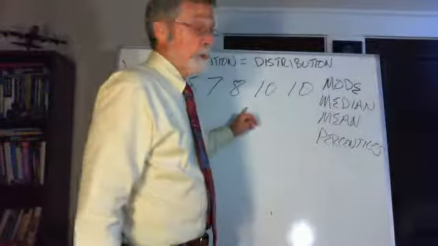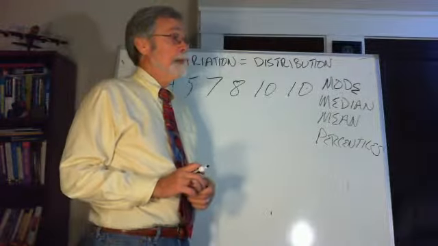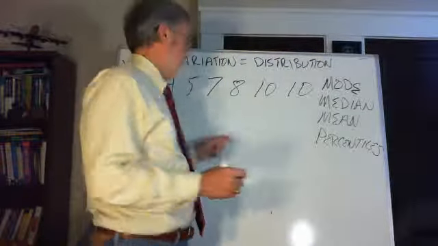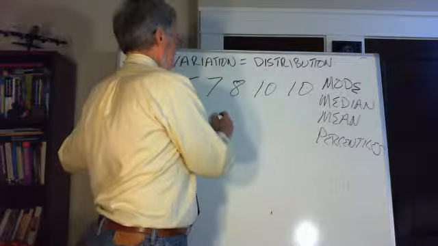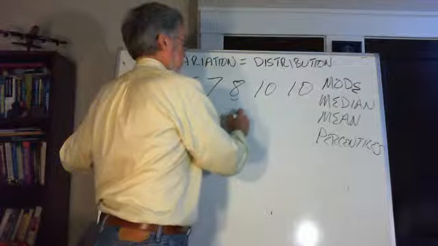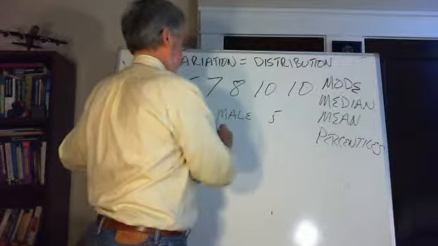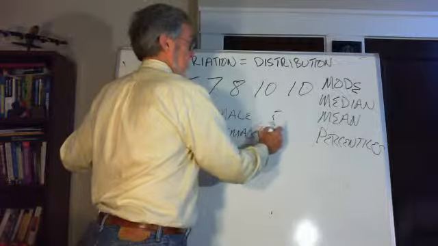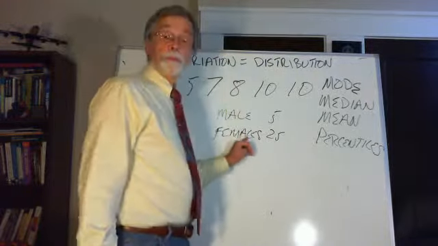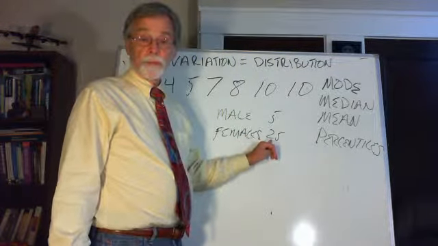Now, that's for continuous variables. If we had a categorical variable, let's say that we had males in the class, like we were doing the other day, are 5, and females in the class are 25, then the females would be the mode, because that is the category with the highest frequency.